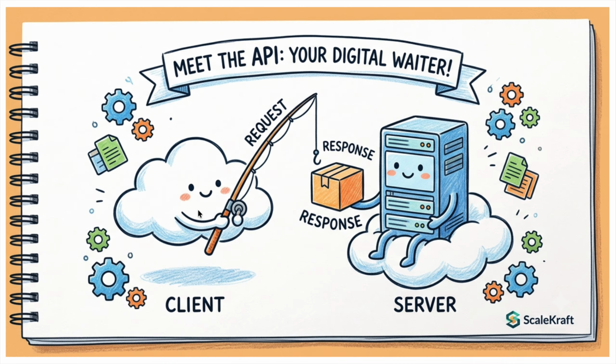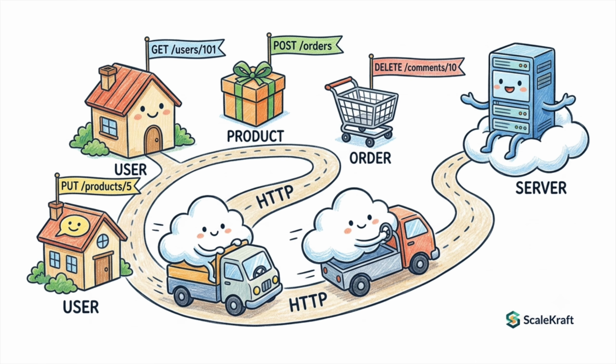Let's start with the one you have definitely used before, REST. REST stands for Representational State Transfer. Think of everything in your system as a resource. User is a resource, order is a resource, product is a resource. Each resource has its own URL. Users has its own URL, product has a different one, and orders have a different one.